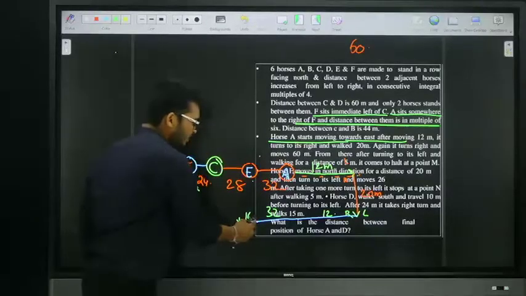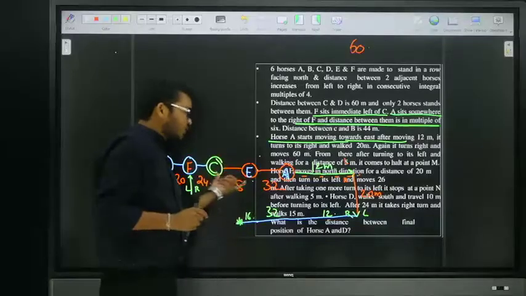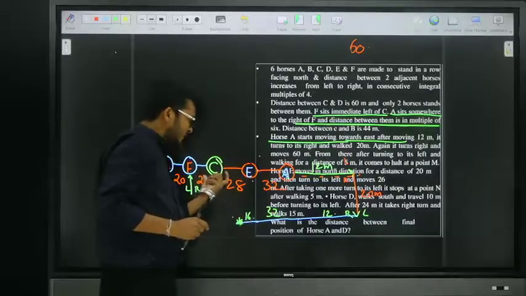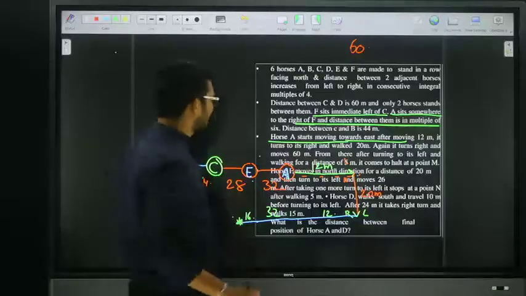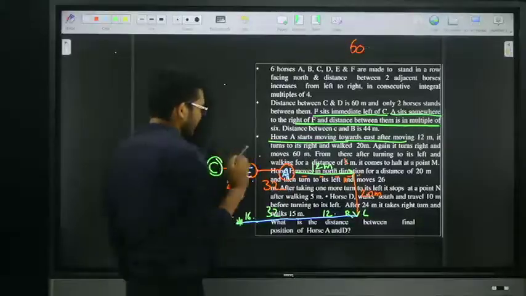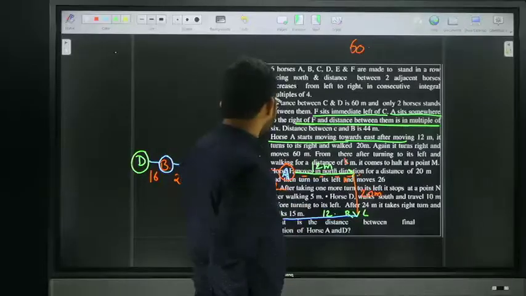From E to this point, the distance is 28 in total. This one is 16, which means the remaining is 12. Then leave it. Next, friends, here. Now carrier moving is completed. After completion of carrier moving, what is the next one?